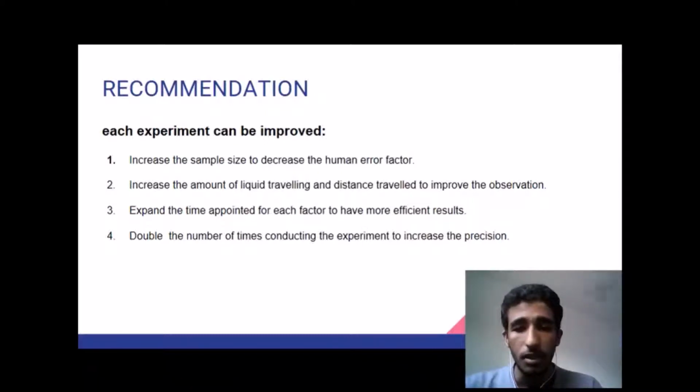In addition, expanding the time allotted for each factor testing would ease the observation and make collecting data more efficient. And lastly, doubling the number of times the experiment is conducted would more likely bring more precision to the results of this experiment.